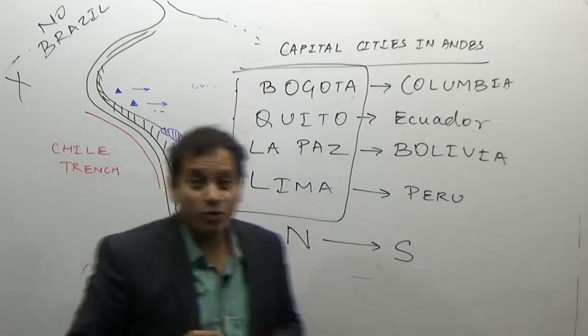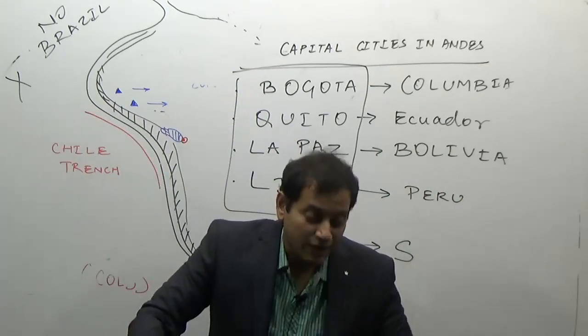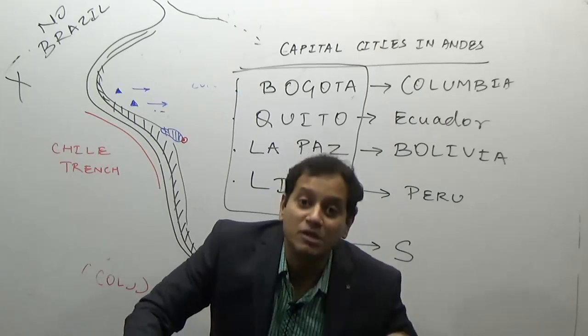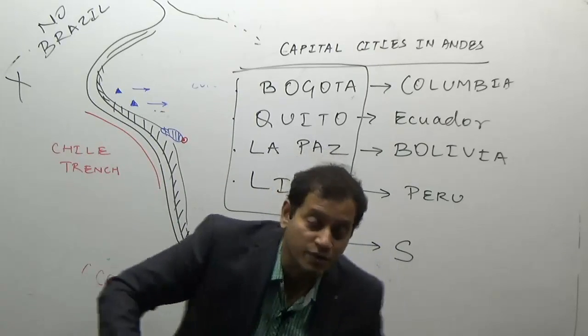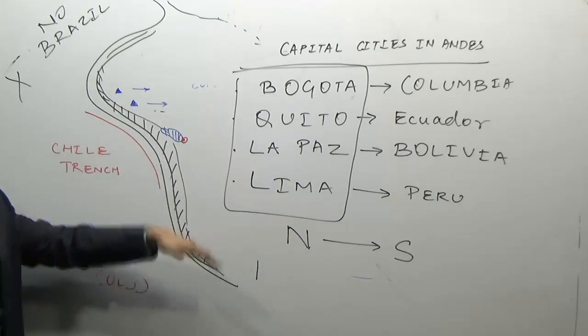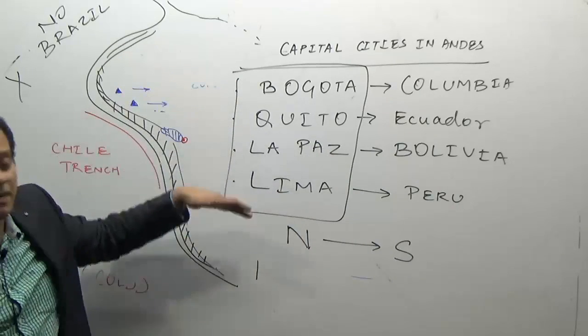Now this can be questioned like last year. They can ask you the questions, if you are traveling from north to south or from south to north, what will be the order of cities. So from the north to south, you remember BQLL: Bogota, Quito, La Paz and Lima.